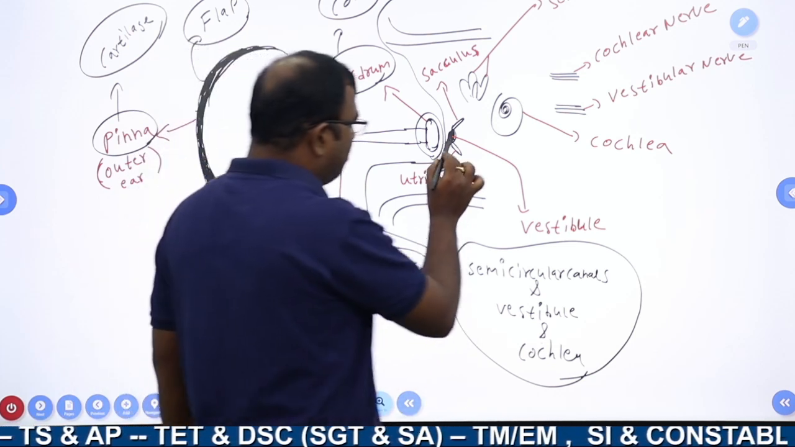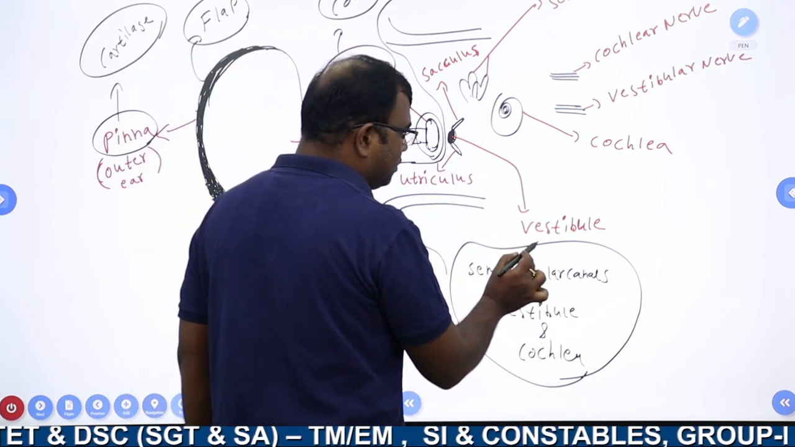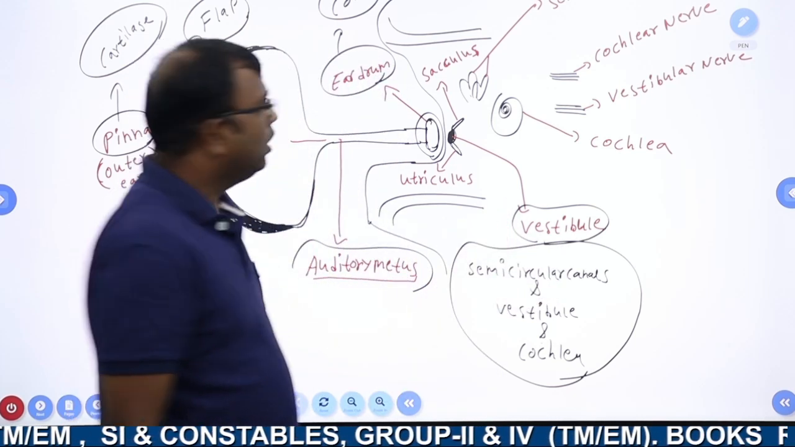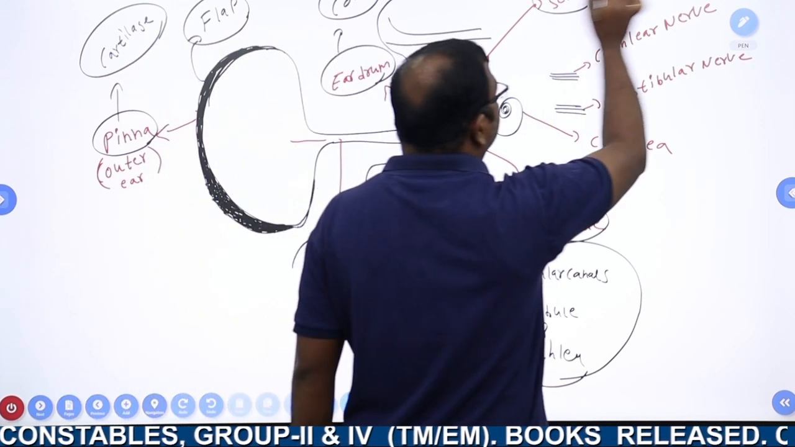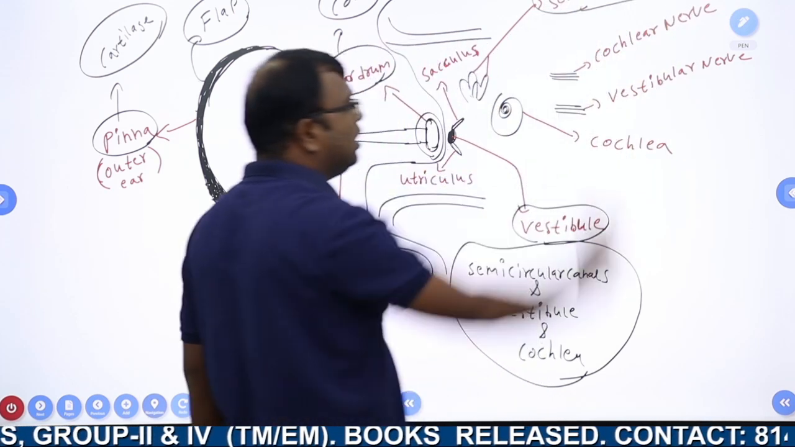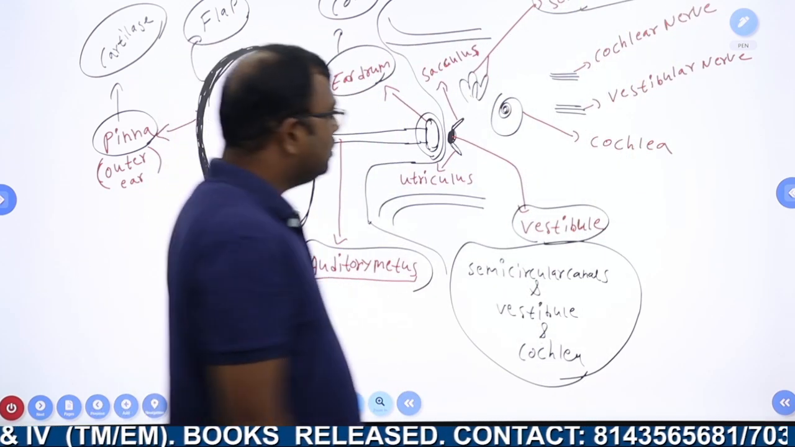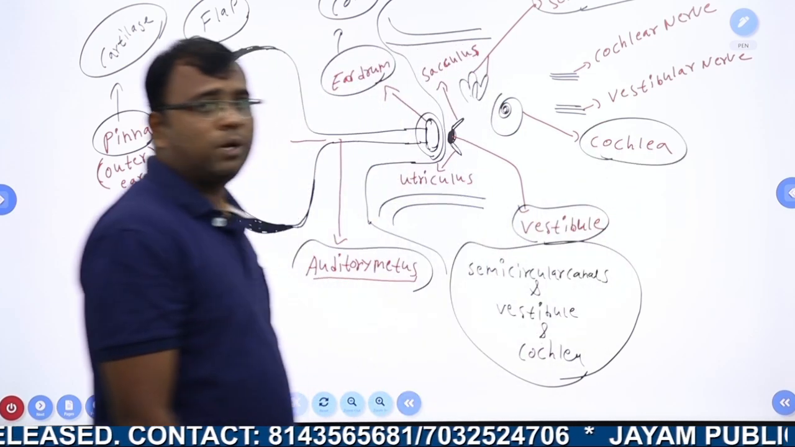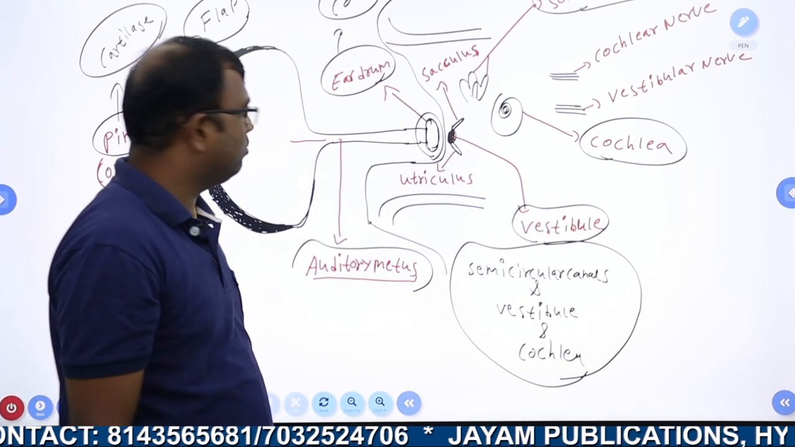Look at this picture. This is the vestibuli part. These are present in the inner ear. This is the semicircular canals part. These are present in the inner ear. This is the cochlea. This part is present in the inner ear.